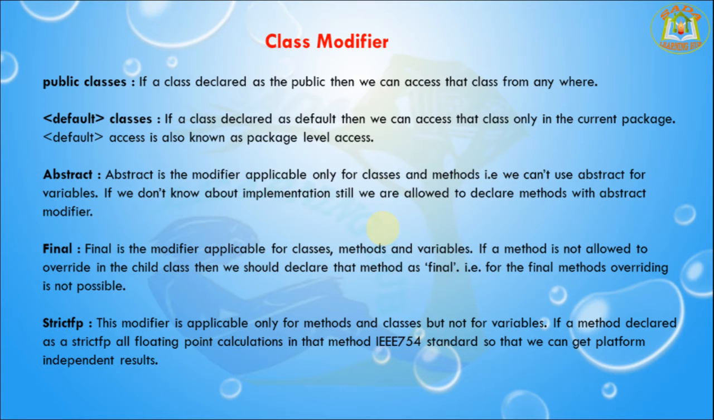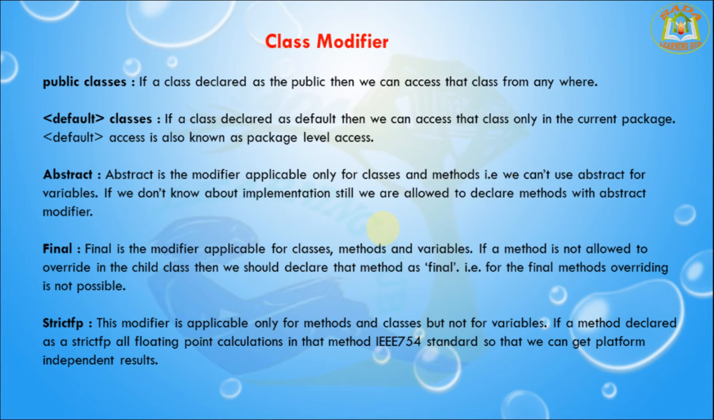That is, we can't use abstract for variables. If you don't know about implementation, still we are allowed to declare methods with the abstract modifier. Next, final. Final is the modifier applicable for classes, methods, and variables. If a method is not allowed to be overridden in the child class, then we should declare that method as final. That is, for a final method, overriding is not possible.